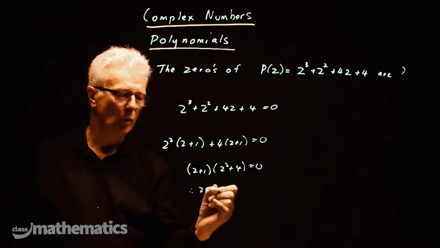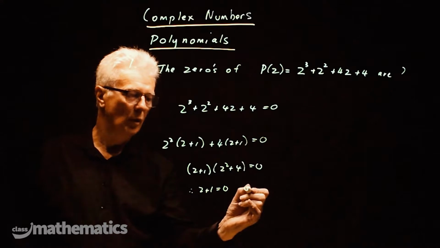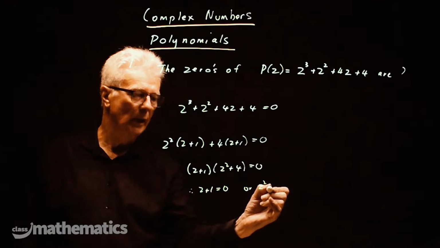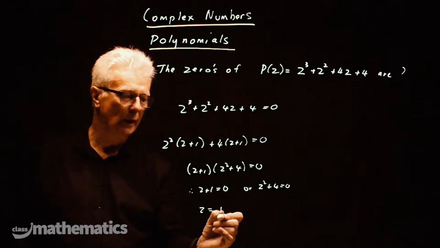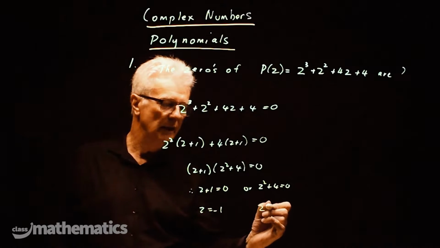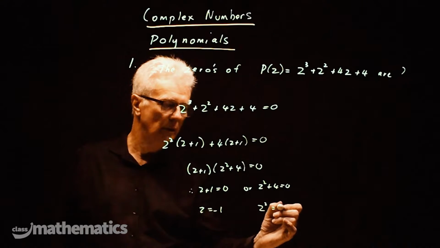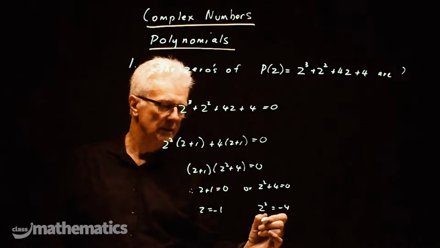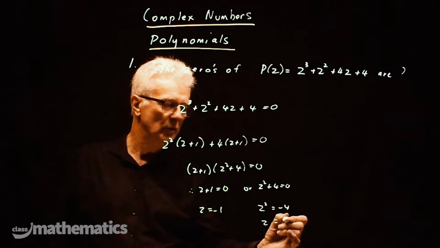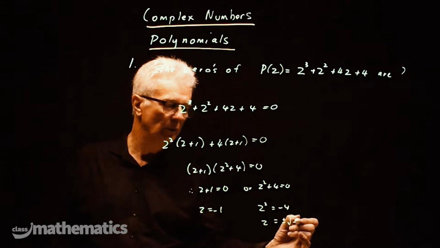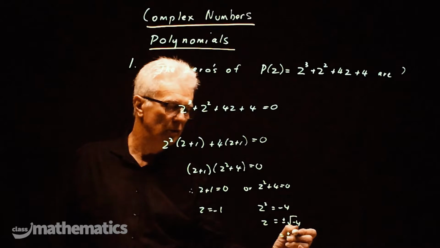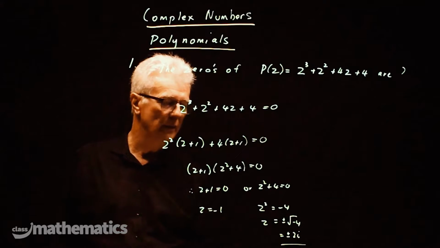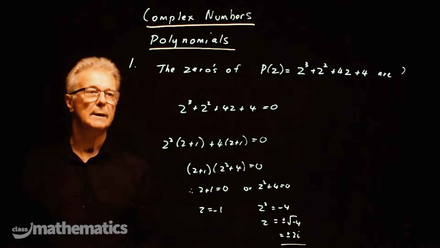Therefore, z plus 1 equals 0, or z squared plus 4 equals 0. Now clearly here, z must equal -1. Here, z squared equals minus 4, so z equals plus or minus the square root of minus 4, which is plus or minus 2i, are the other zeros. Done.